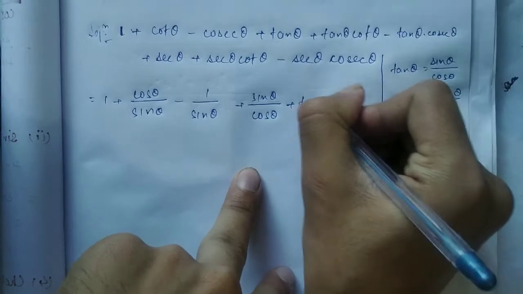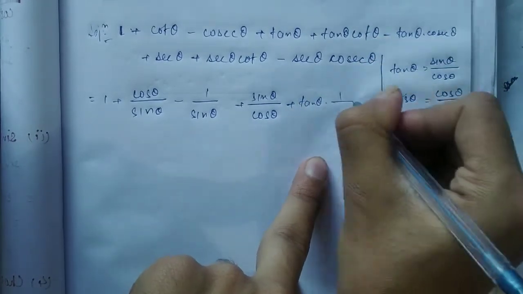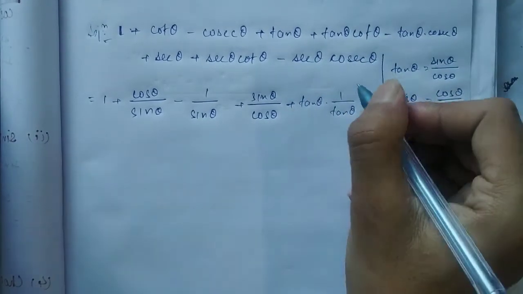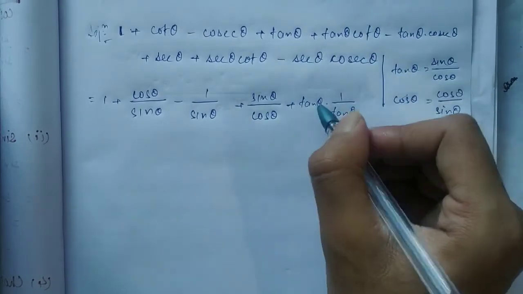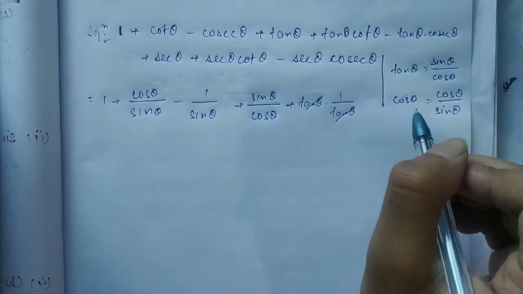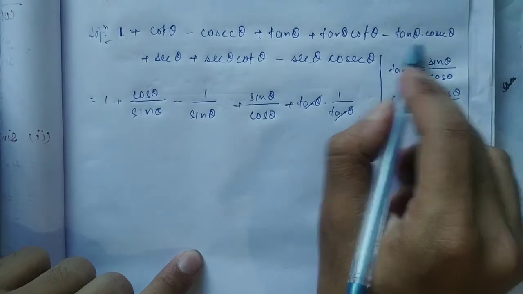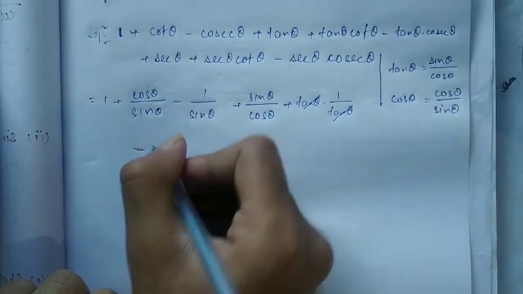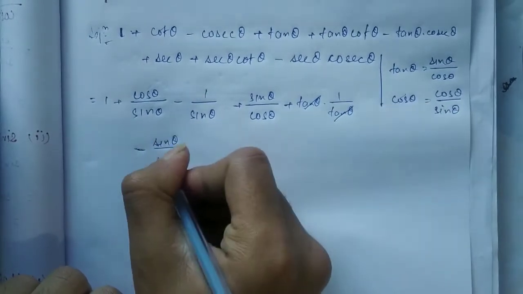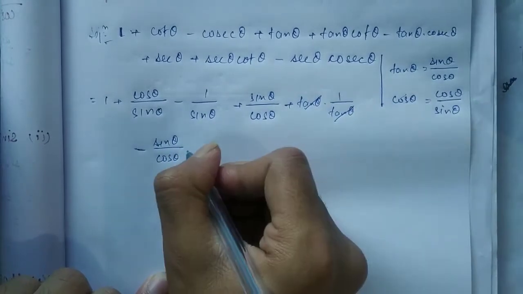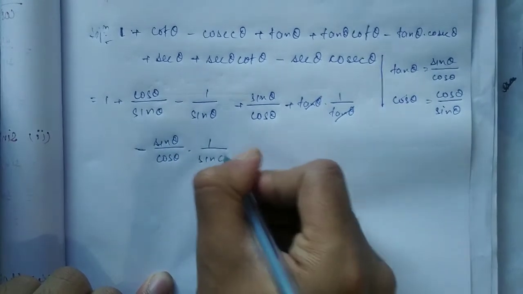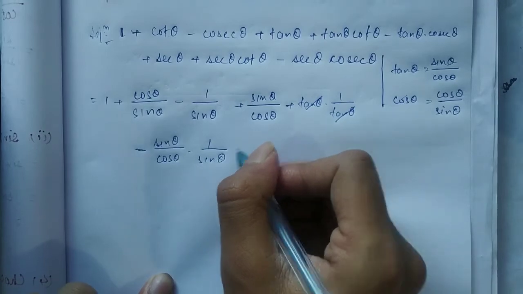And now we don't convert this in terms of sin and cos. What we do is we basically convert this cot in terms of tan, so it comes out to be 1 by tan theta, as these two get cancelled out. And then for this we write for tan theta sin theta by cos theta, and for cosec theta 1 by sin theta.